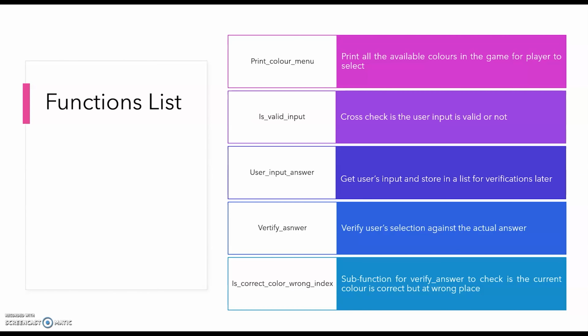Function list. The print color menu function prints all the available colors in the game for the player to select. The is valid input function cross-checks whether the user's input is valid or not. User input answer gets the user's input and stores it in a list for verification later. Verify answer verifies the user's selections against the actual answers. The is correct color wrong index function is a sub function of verify answer, to check if the current color is correct but at the wrong place.